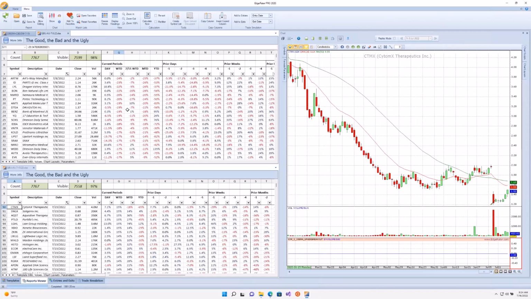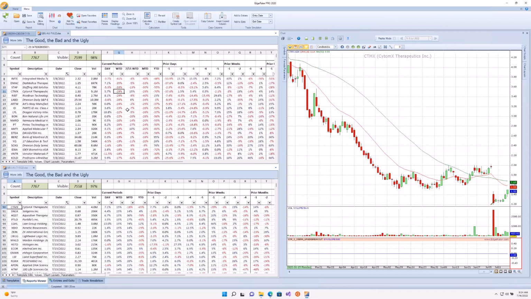And this is in the context of the market action this week, which has been pretty much, well, we can actually see what that is just by searching for SPY.